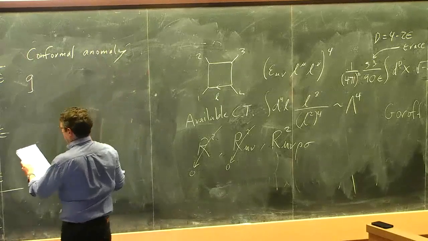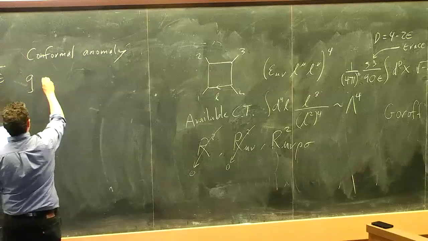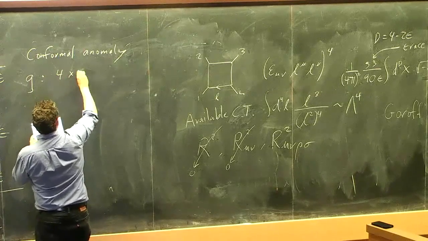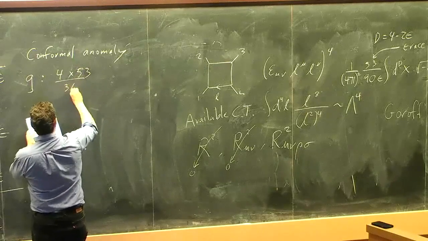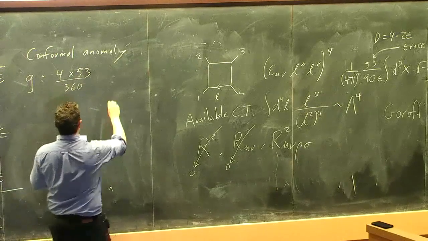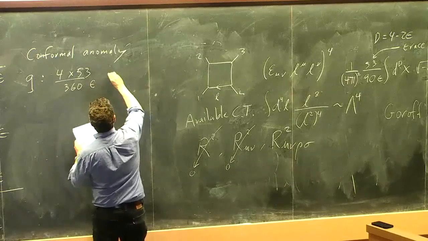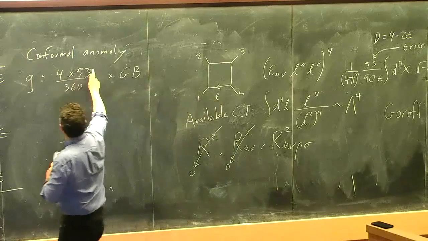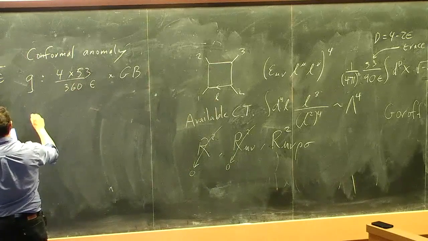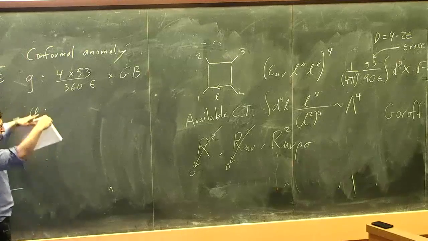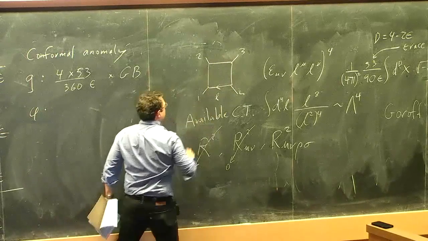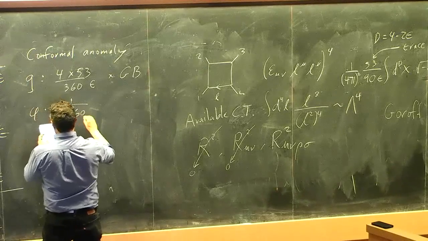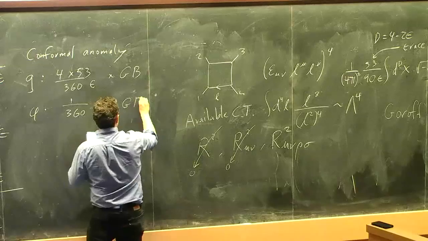Okay. So if I have a graviton, let's call it G, then it has a number 4 times 53 over 360. Now this is for the Gauss-Bonnet term, over epsilon times Gauss-Bonnet. There are some 4 pi's and things, but never mind. Anyway, it's got this number, the 53. And if we look at a scalar contribution, with 4 gravitons on the outside and a scalar around the loop, you get another number, 1 over 360, and then, of course, times the Gauss-Bonnet.